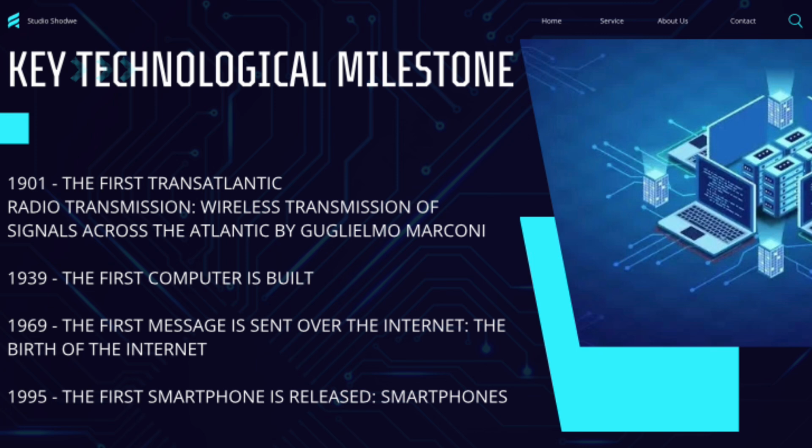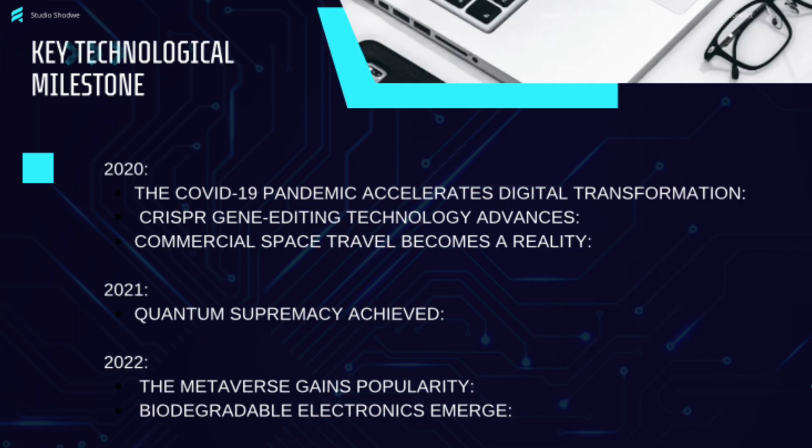In 1969, the first message is sent over the internet, and it is called the birth of the internet. And in 1995, the first smartphone is released. In 2020, the COVID-19 pandemic accelerated digital transformation, while CRISPR gene editing technology advances and commercial space travel becomes a reality. In 2021, quantum supremacy is achieved, and in 2022, the metaverse gained popularity and biodegradable electronics emerged.